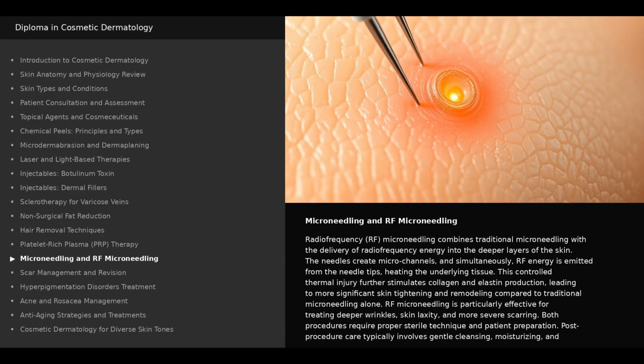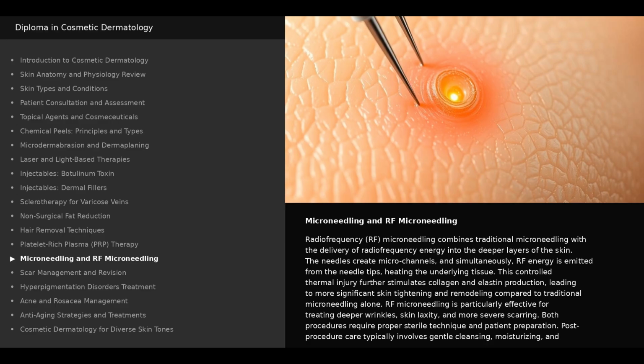Radiofrequency (RF) microneedling combines traditional microneedling with the delivery of radiofrequency energy into the deeper layers of the skin. The needles create microchannels, and simultaneously, RF energy is emitted from the needle tips, heating the underlying tissue. This controlled thermal injury further stimulates collagen and elastin production, leading to more significant skin tightening and remodeling compared to traditional microneedling alone. RF microneedling is particularly effective for treating deeper wrinkles, skin laxity, and more severe scarring.